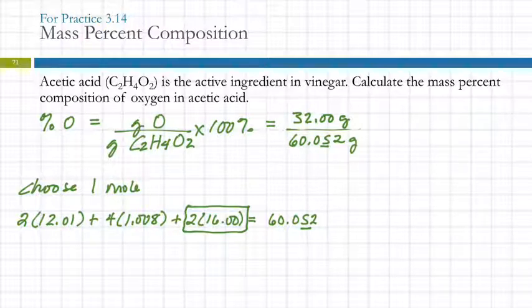So since we use 16.00, that also has 4 significant figures. Multiply by 100. So we've got 32 divided by 60.052 times 100. And my answer should have 4 significant figures.